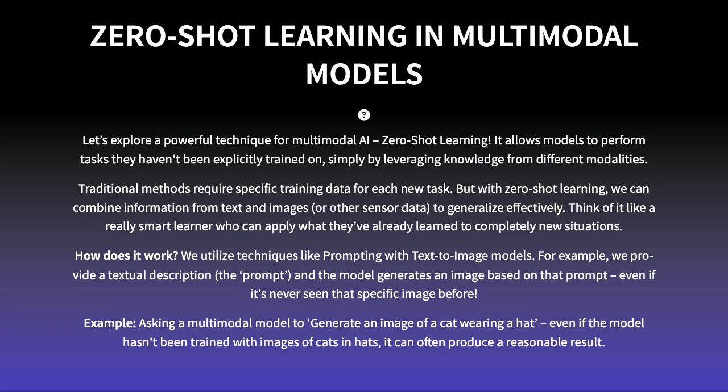Okay, let's dive into zero-shot learning. It's a really cool concept in multimodal AI. Basically, we're giving these models the ability to tackle tasks they've never explicitly seen before. Imagine teaching a child that knows how to add numbers and then asking them to solve a complex word problem. That's similar to what zero-shot learning achieves. It uses existing knowledge from different sources like text and images to generalize incredibly well. The key is prompting. We use textual descriptions, often called prompts, to guide the model, and it leverages its understanding of language and visual information to generate outputs, even if those specific inputs haven't been part of its training data.